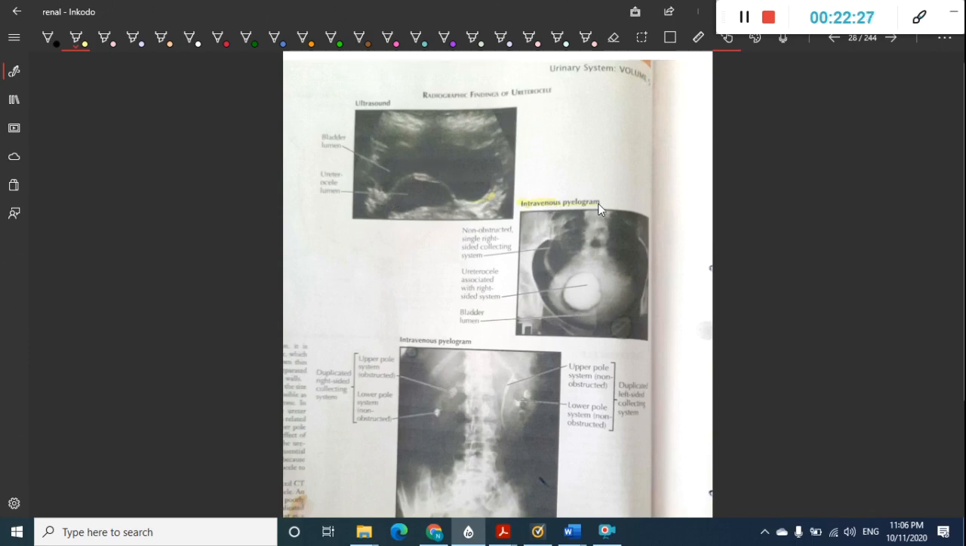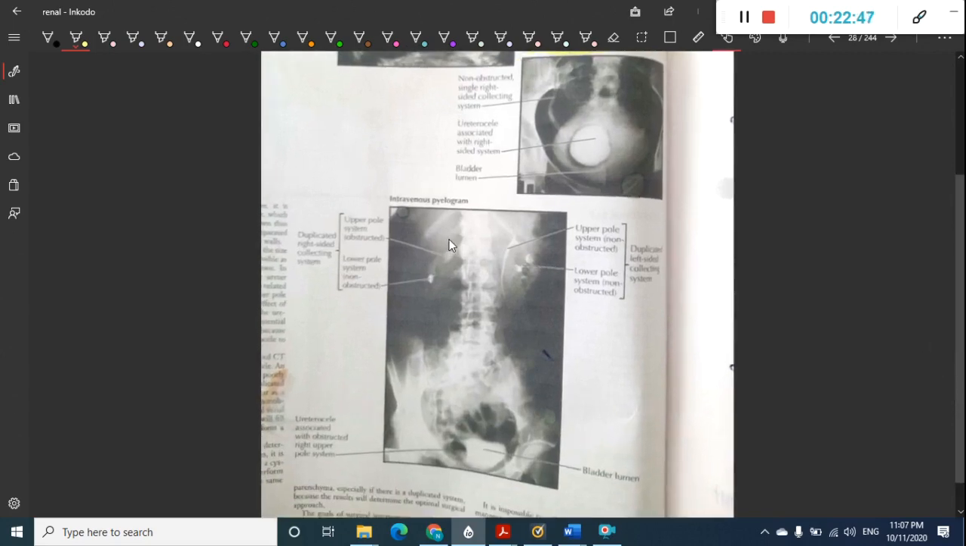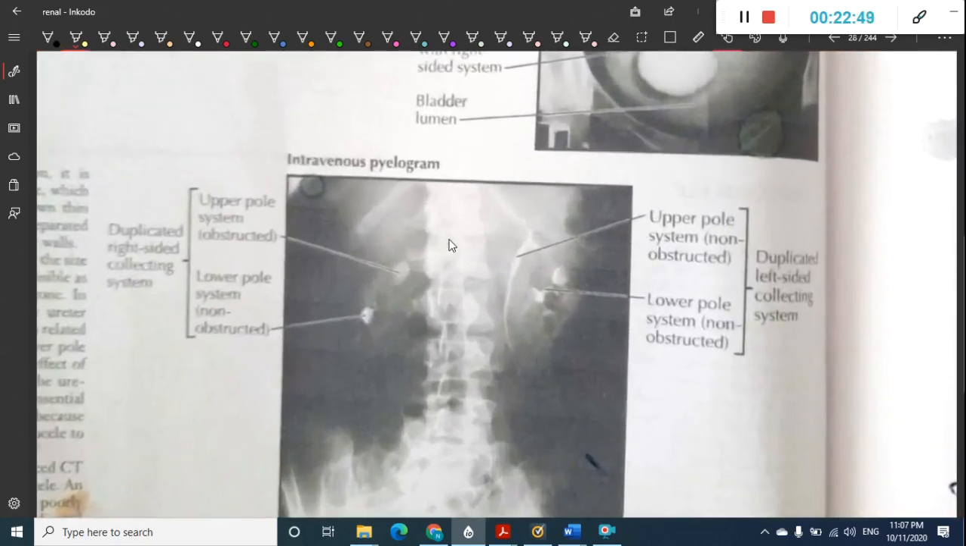And if you see, this is the IVP, that is intravenous pyelogram of ureterocele. See, all this is bladder, and this part is the ureterocele. Because it is obstructed or the orifice is stenotic, the contrast is not completely draining into the urinary bladder. Then if you see this intravenous pyelogram, I'll just show you.